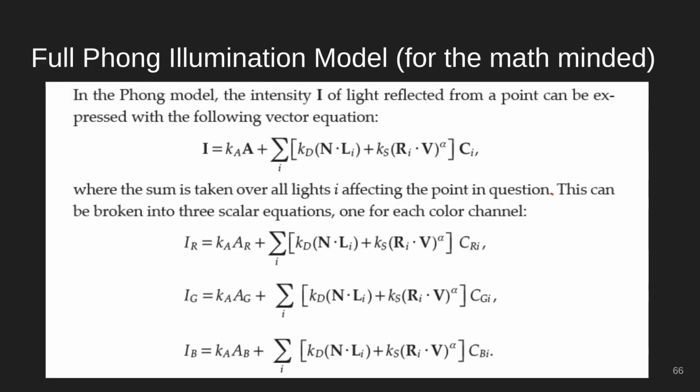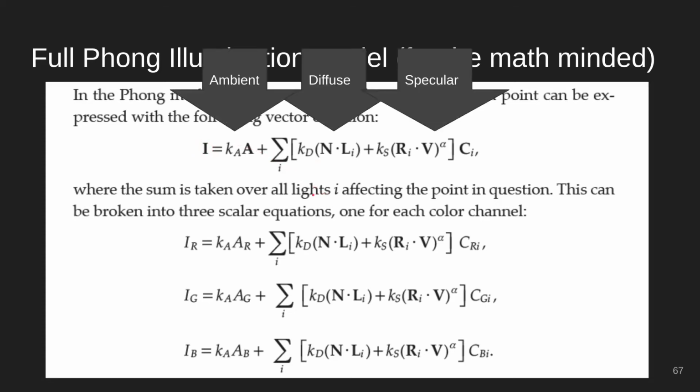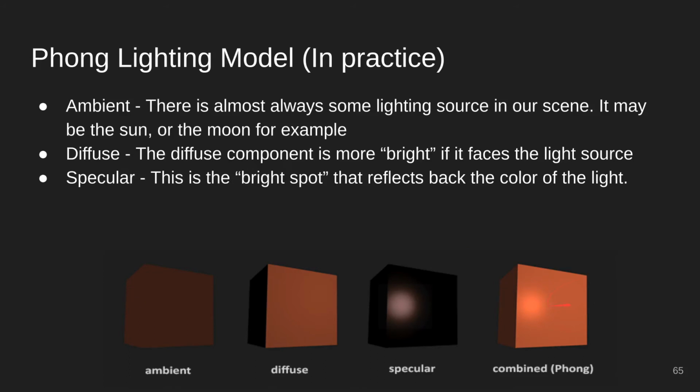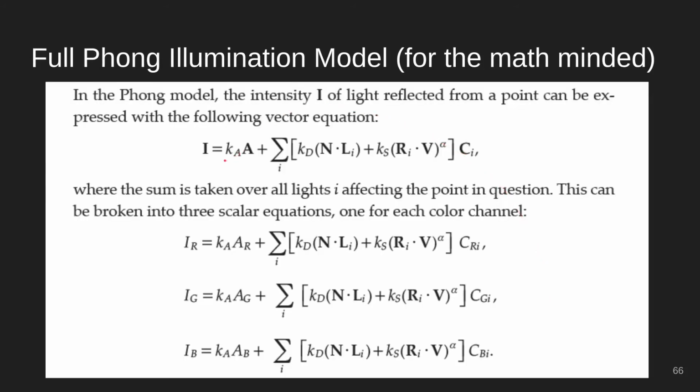Okay, so the full Phong illumination model, if you'd like to see it just for the math minded, is here. And we can take a very brief look at it. These equations can be a little bit intimidating to look at, but let me break down the components a little bit for you. So what we're solving for is on the left side here. This is the intensity of the light. Okay, so how bright is something going to be? How orange is it going to be in this scene here?